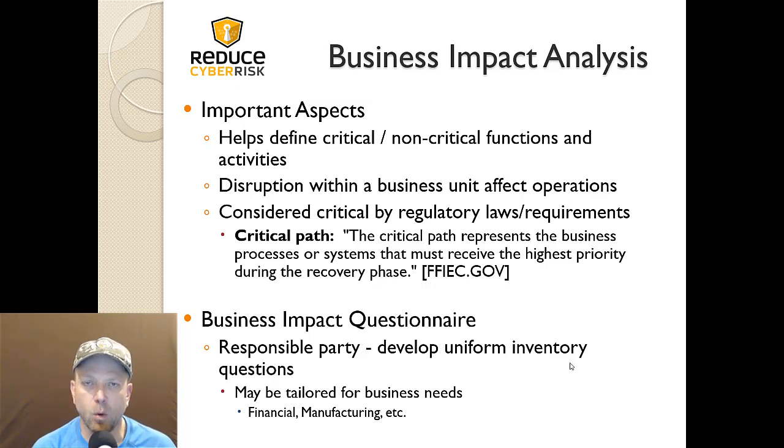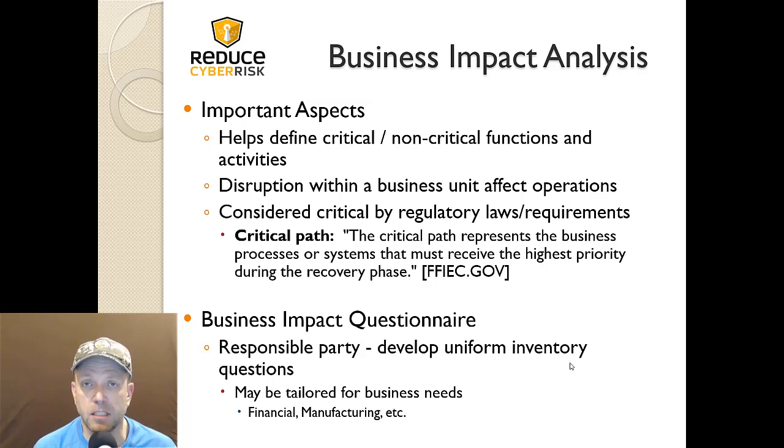You need to define what is critical and what is non-critical functions that occur within your organization. And you need to consider what will disrupt the business unit in the event of an incident. And if that disruption occurs, how will that affect your overall company? This also may be, they call it, a critical path by regulatory laws or requirements that are out there. And basically this is from ffiec.gov. A critical path represents the business process or systems that must receive the highest priority during the recovery phase. So during the recovery phase of a disaster.